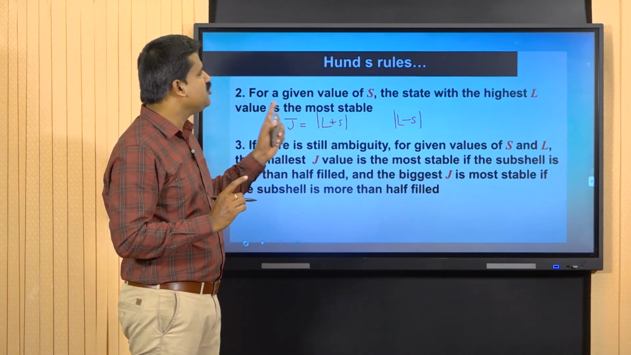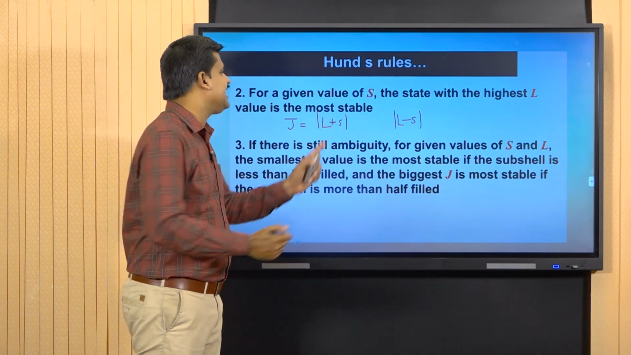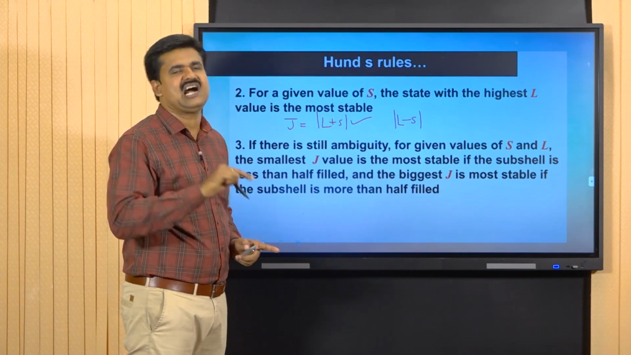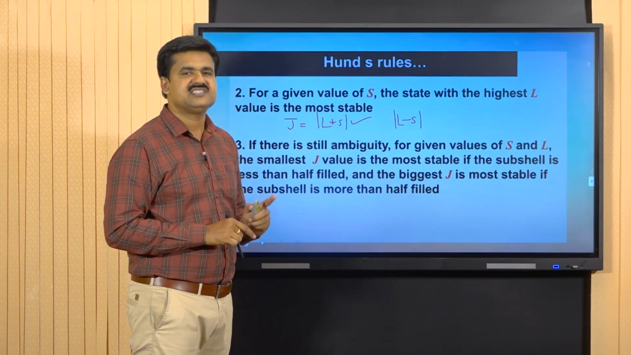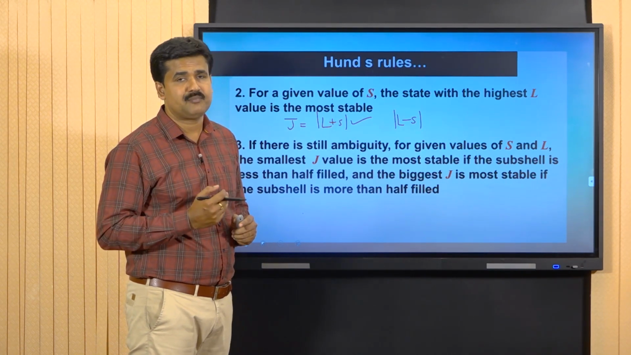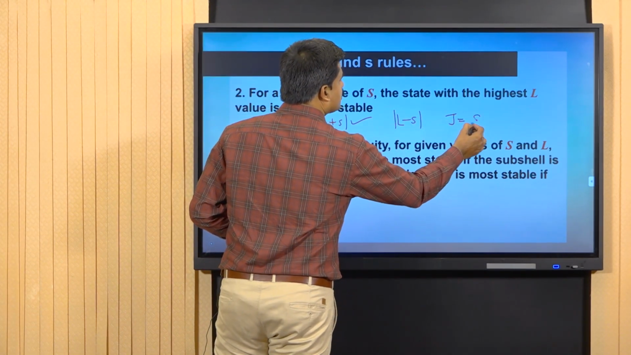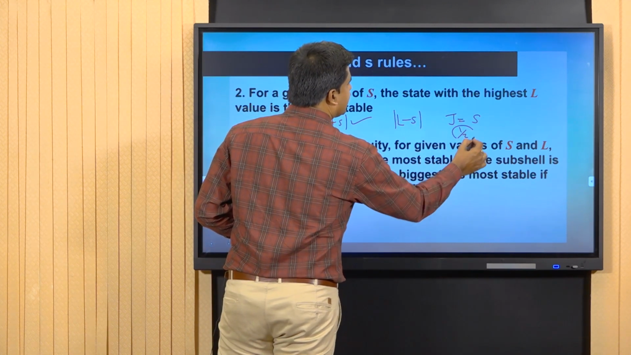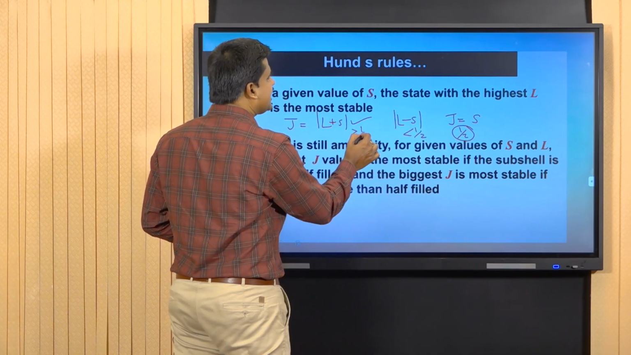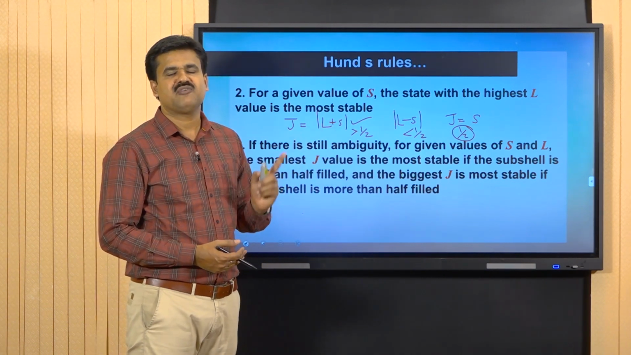Remember, if your electronic arrangement is greater than half-filled, take the highest J value. If your configuration is less than half-filled, take the lowest J value. Suppose the configuration is half-filled, then what will happen? L will be 0 and J is equal to S. This is for half-filled arrangement, this is for less than half-filled arrangement, and this is for greater than half-filled arrangement. These are the different possible values of J.